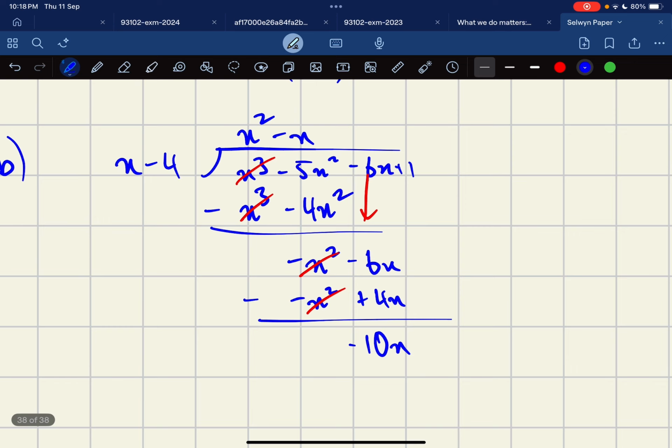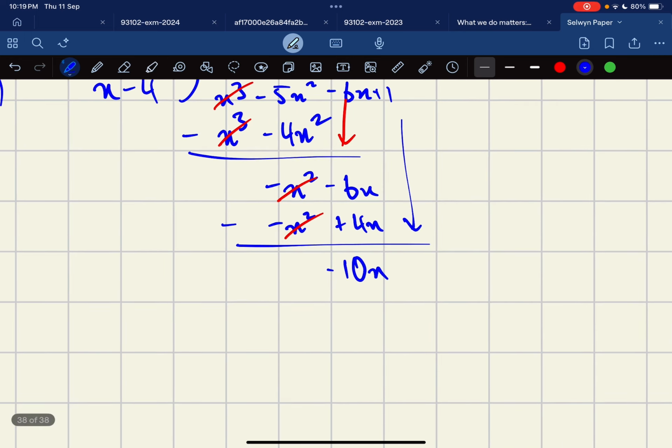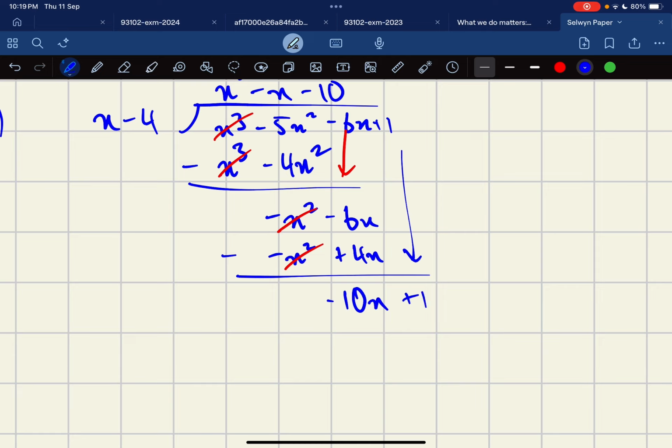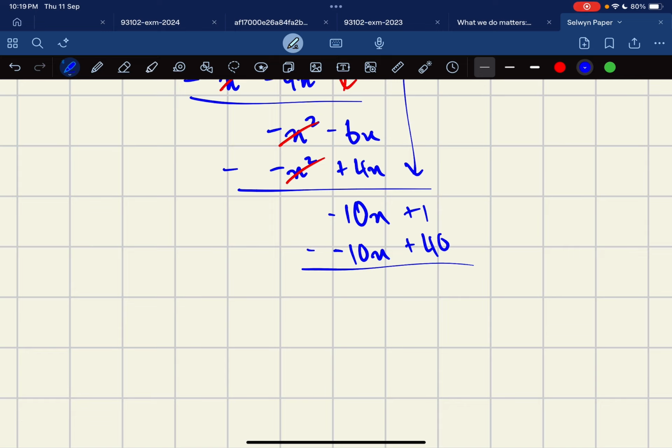And then bring down the 1 as well next. How do you get negative 10x from x minus 4? You have to multiply it by negative 10. So that's plus 1, sorry. And then you've got negative 10x and then plus 40. And then you're going to subtract this. And finally, your remainder is going to be negative 39.